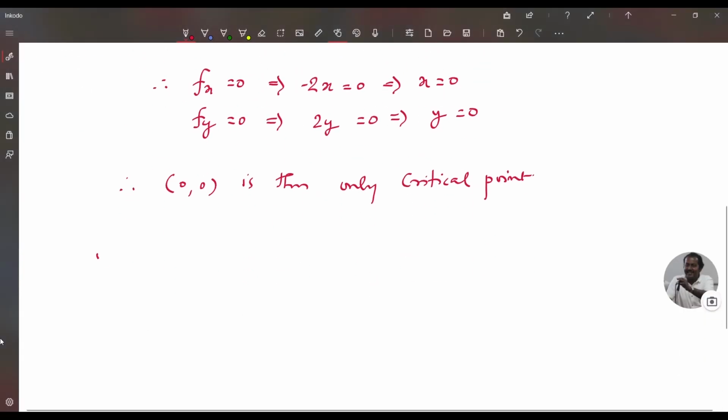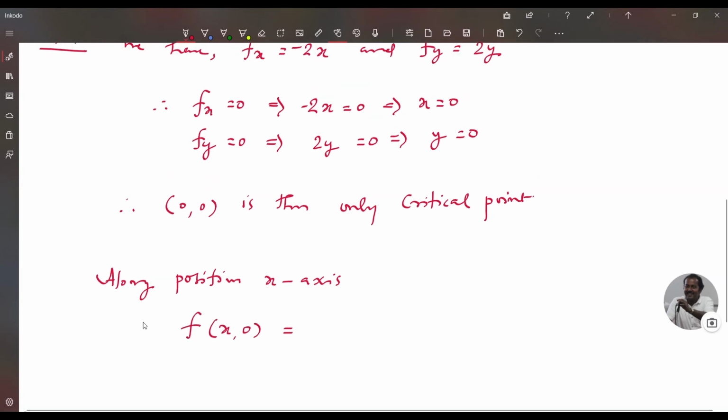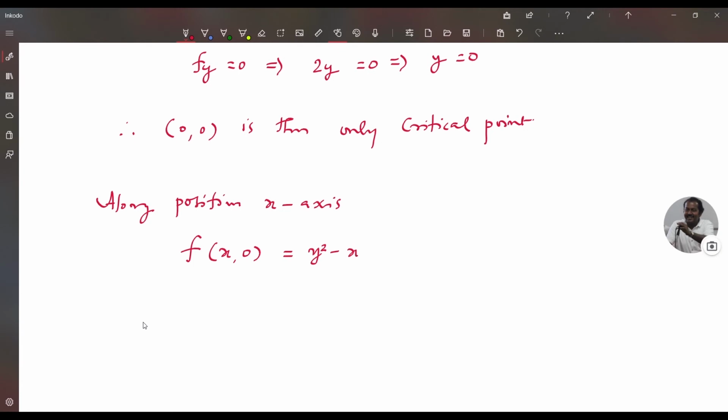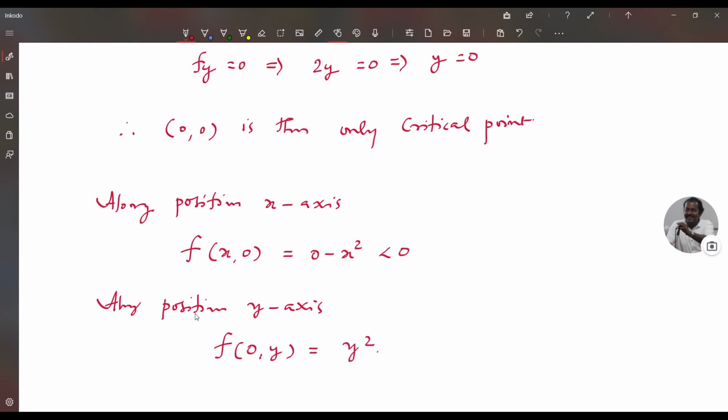Now, along positive x-axis, f of x, 0 is equal to 0 minus x square. So this is negative. And along positive y-axis, f of 0, y is equal to y square minus 0. So this is greater than 0.